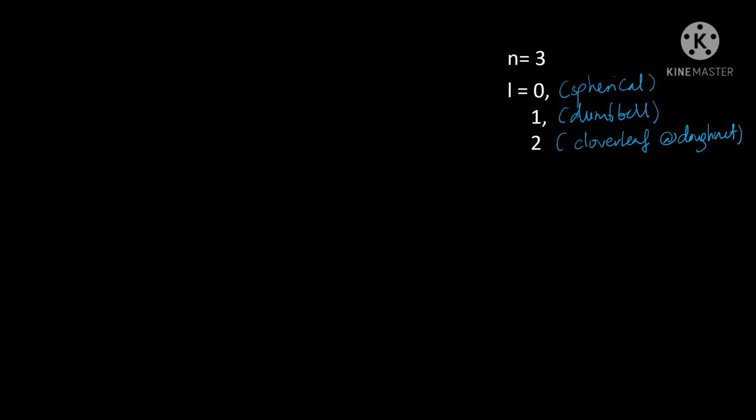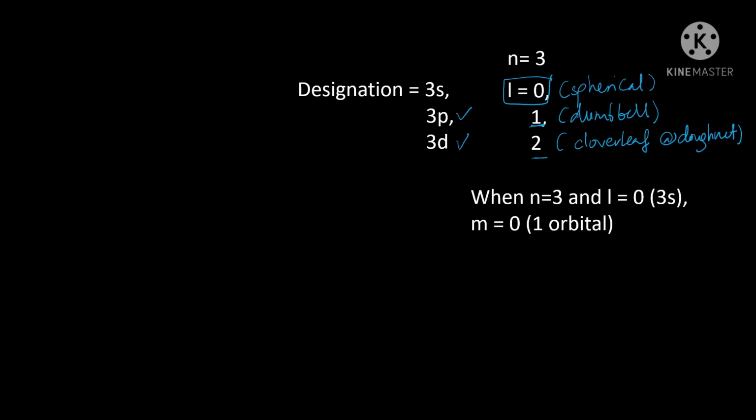For n equals 3 and L equals 0, the designation of the subshell is 3s, while for n equals 3 and L equals 1, the designation is 3p, and for n equals 3 and L equals 2, the designation is 3d. For L equals 0, there is only one allowed magnetic quantum number, which is m equals 0. So it means that in the 3s subshell, there is only one orbital of spherical shape. So how to draw the one orbital in the 3s subshell with spherical shape? Again, we draw the spherical shape first.